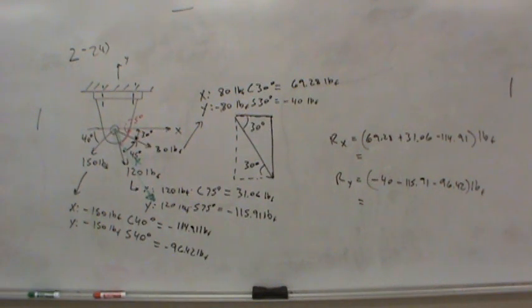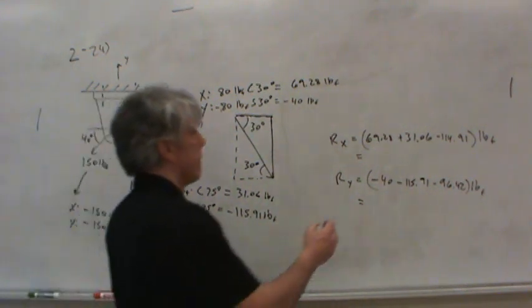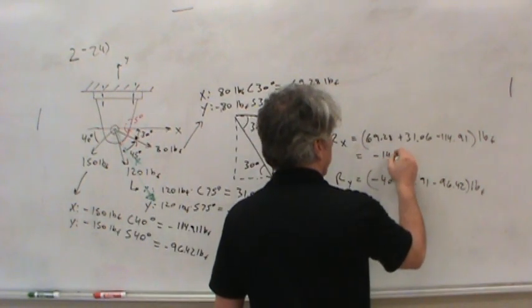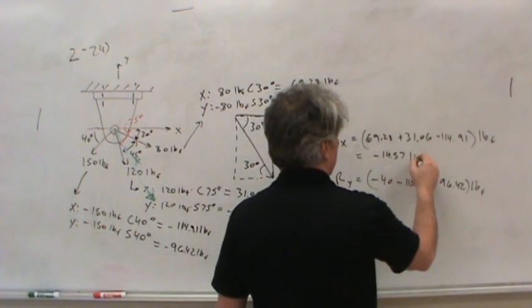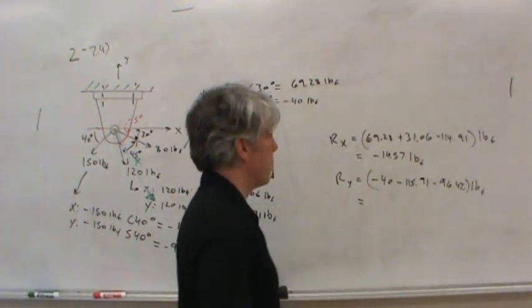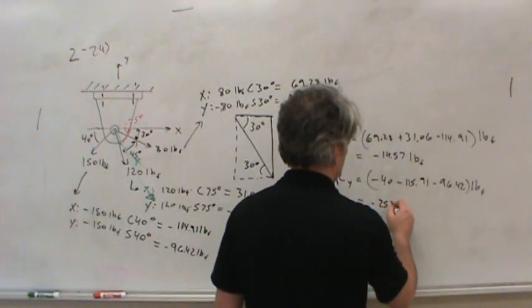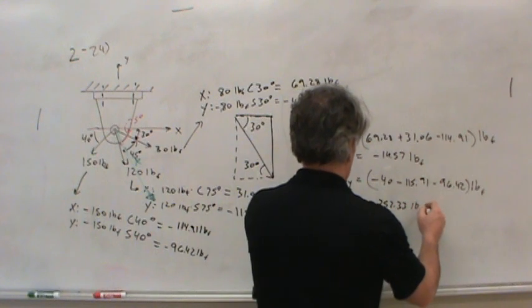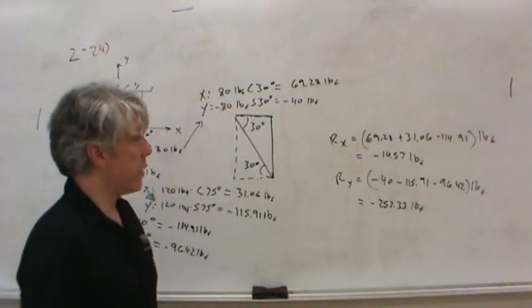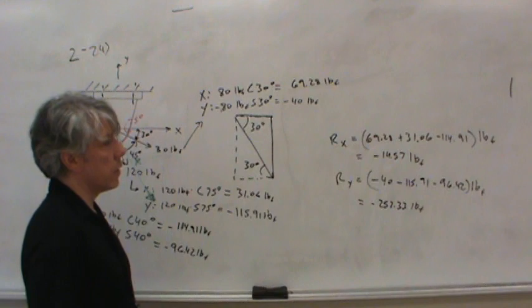X is negative 14.57. Okay. How about the y component, somebody? Negative 252.33. So there are the reactions in the horizontal and vertical directions.